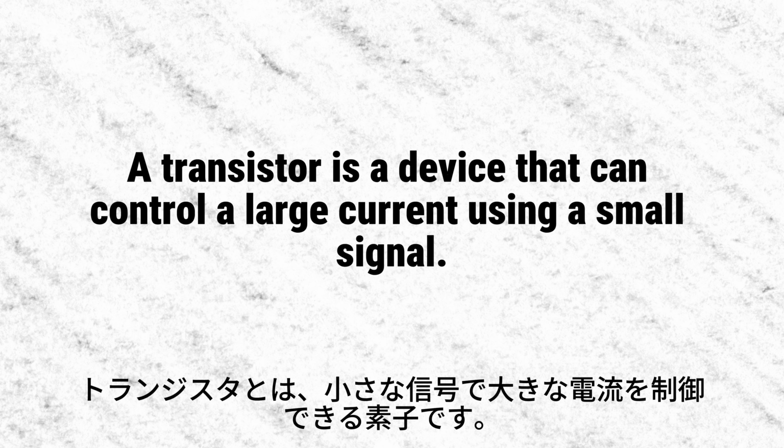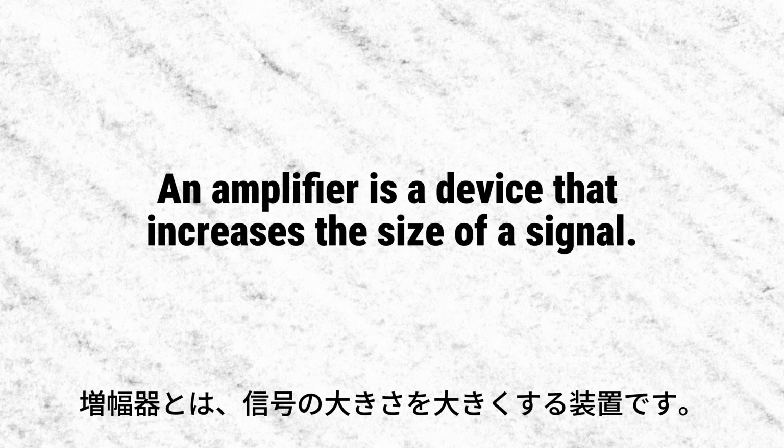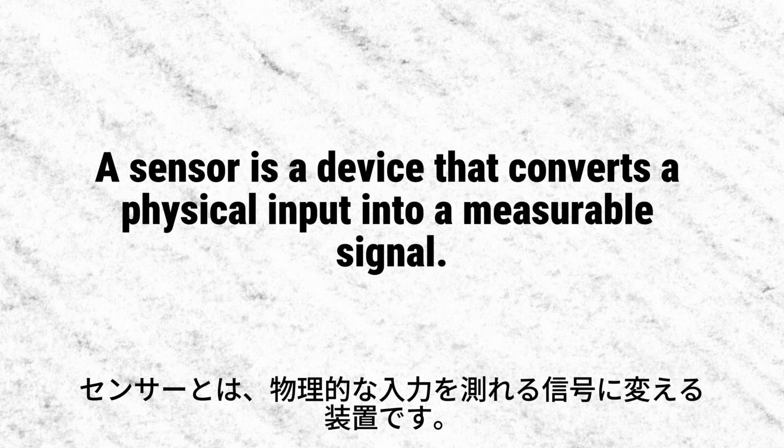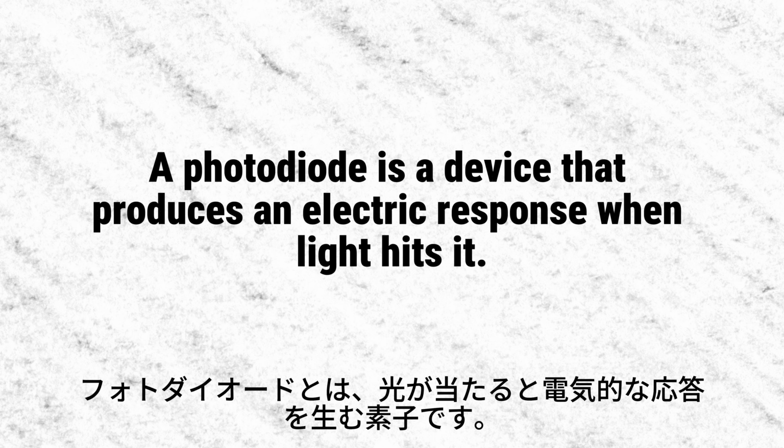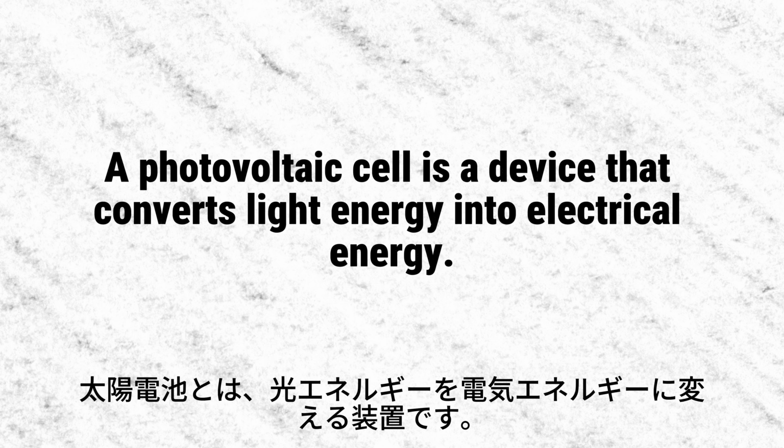A transistor is a device that can control a large current using a small signal. An amplifier is a device that increases the size of a signal. A sensor is a device that converts a physical input into a measurable signal. A photodiode is a device that produces an electric response when light hits it. A photovoltaic cell is a device that converts light energy into electrical energy.